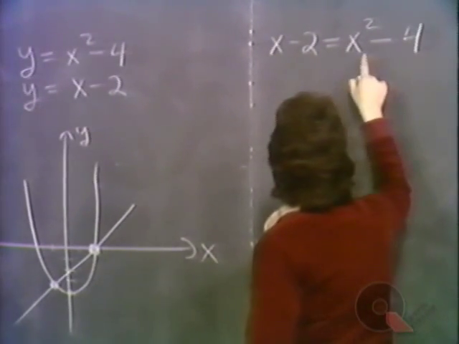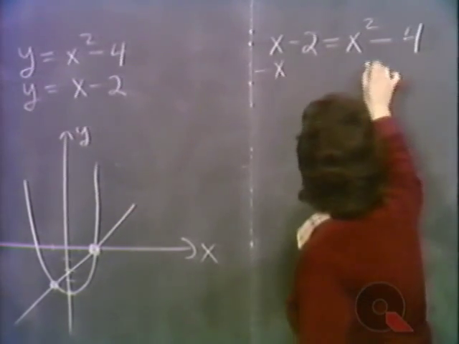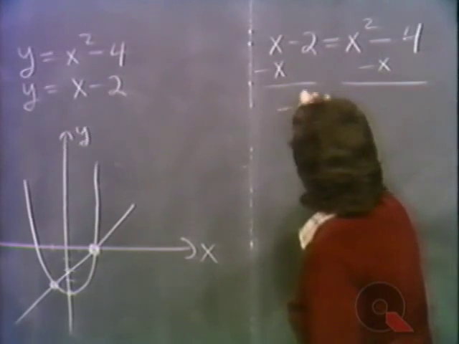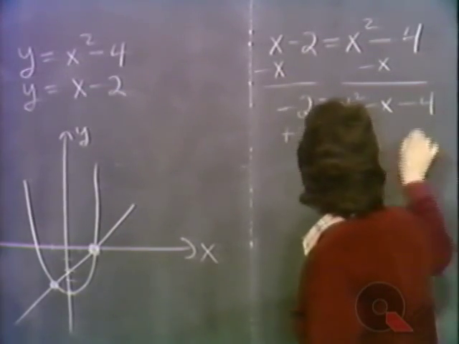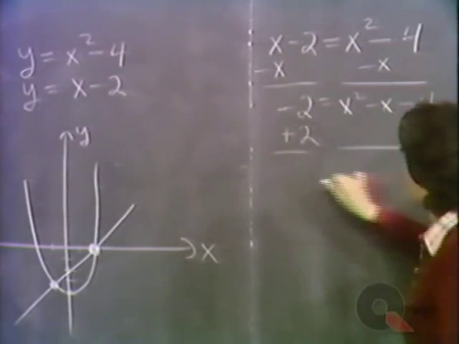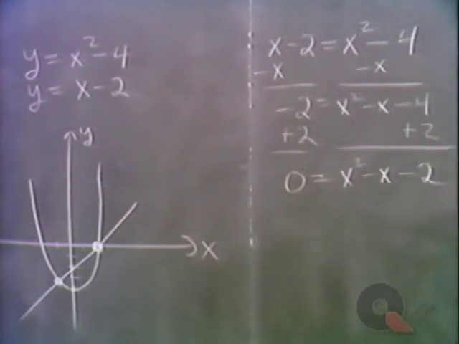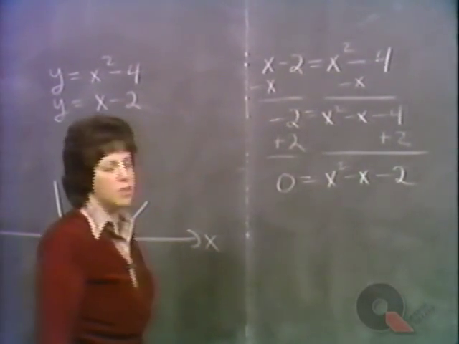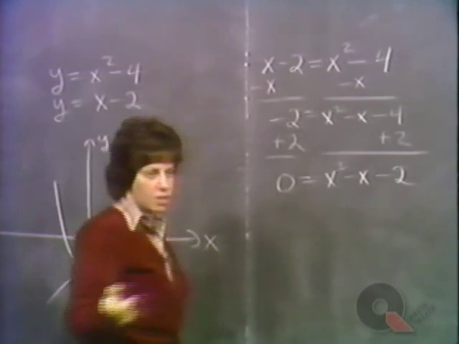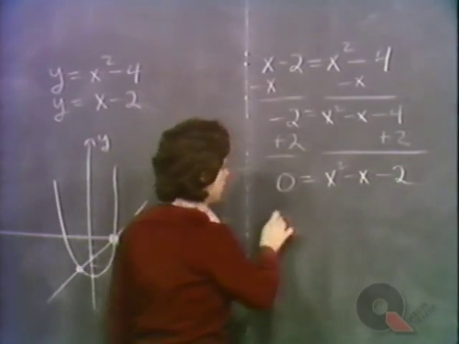Let's subtract x from both sides of the equation and also add 2 to both sides of the equation. One thing at a time, let's subtract x. This gives us minus 2 equals x squared minus x minus 4, and then add 2 to both sides of the equation, giving us 0 equals x squared minus x minus 2. We have a quadratic equation here, and we can have at most 2 real solutions. This particular one can be solved very simply by factoring. Of course, if you cannot solve your quadratic equation by factoring, you can resort to the quadratic formula. We'll do that in a later example.